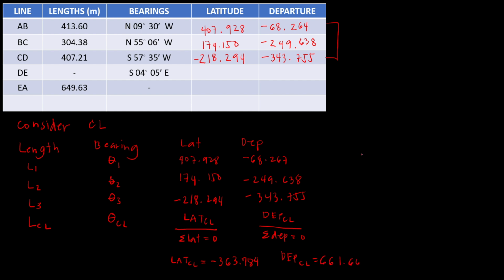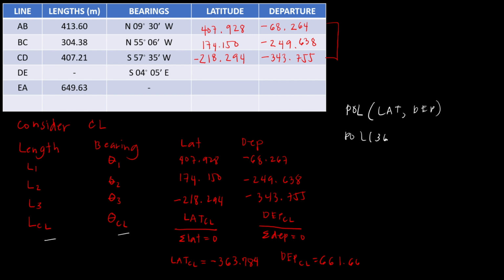So, that is 661.66. Ayan. And then, kunin natin yung length at bearing ng closing line natin. So, gamit na lang tayo ng calculator technique natin. So, yung pole, ayan. Tapos, ilagay natin yung latitude and departure. So, dito, i-neglect nyo muna yung negative sign. So, ang ilalagay nyo sa calculator is yung positive na value.